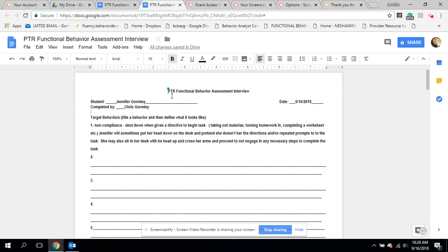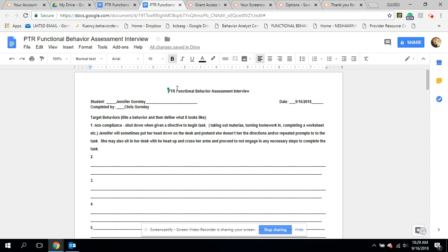So this form is called a PTR, which stands for Prevent, Teach, Reinforce Functional Behavioral Assessment Interview. It replaces the old-fashioned FACS form, which you needed to complete one FACS form, which was a couple pages in length for each individual behavior. This has allowed us to make this more efficient for the teachers and for us as behavior analysts as possible by allowing us to list the behaviors on one page and go through the information for each behavior using this one page. So let's just kind of get right into it.